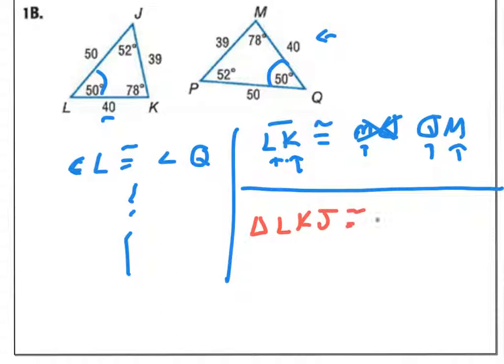congruent to, now this choice has got to be important. L is 50, so I've got to have its 50 buddy. So triangle Q, then the K is 78, so the 78 is M, and then obviously the last one is P. All right, moving on.